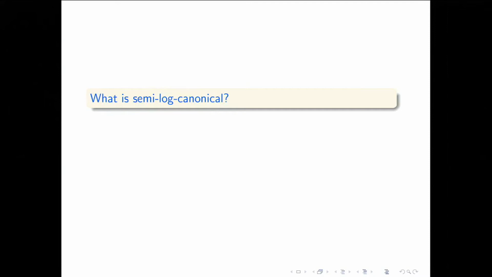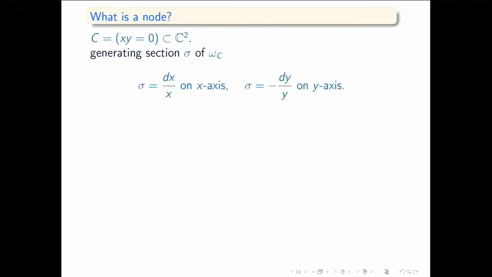They are supposed to be the higher dimensional generalizations of the nodes. So maybe the question you should ask yourself is, what is a node? How can you understand a node? Well, a node I can write down easily, xy equals 0. Then let's try to compute the dualizing sheaf, again from the Poincaré residue formula. On the x-axis, I can write down the generator: I had this formula for the generator of the dualizing sheaf. On the x-axis, I have dx over x. On the y-axis, I have dy over y. There's a minus sign here that is very important for some purposes, but for us right now it is not.